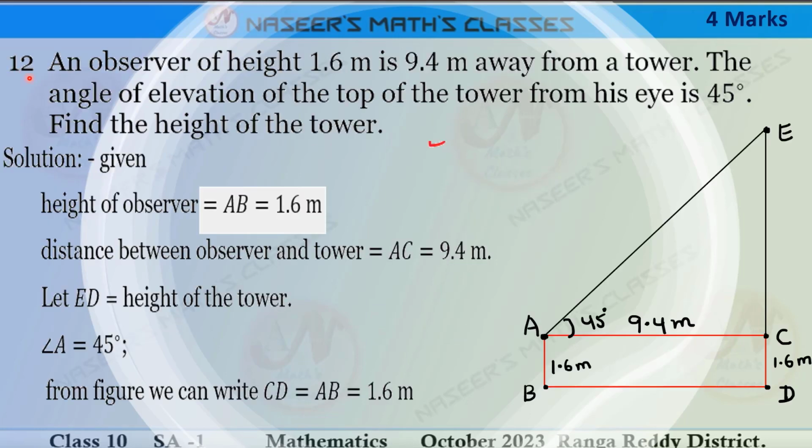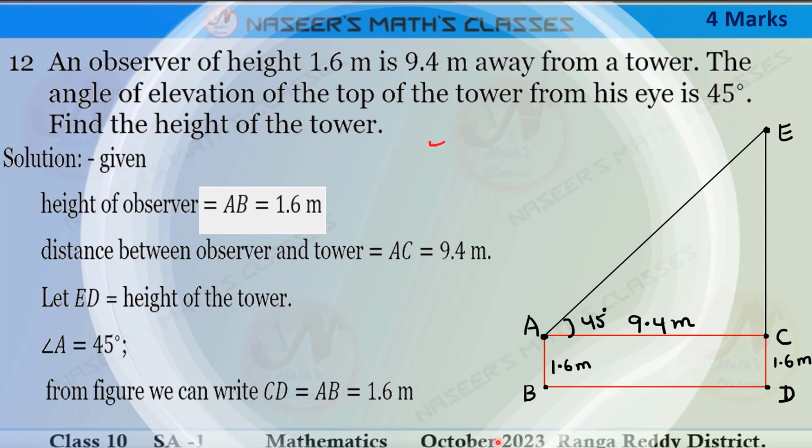Now we are going to solve the problem. In this problem it is given that an observer of height 1.6 meters is 9.4 meters away from the tower. The angle of elevation of the top of the tower from his eyes is 45 degrees. Then find the height of the tower.